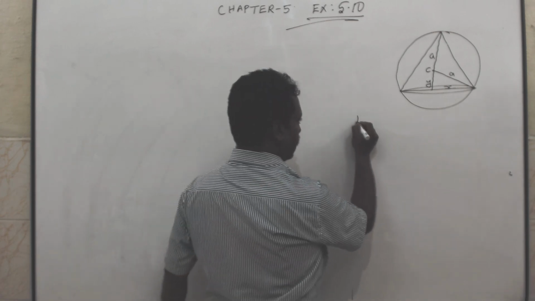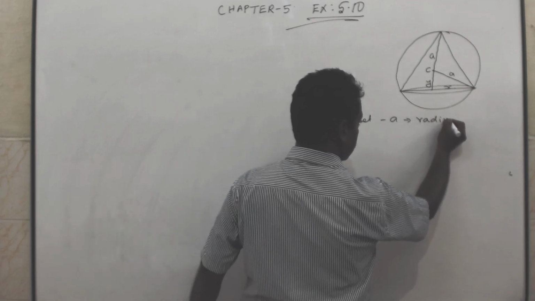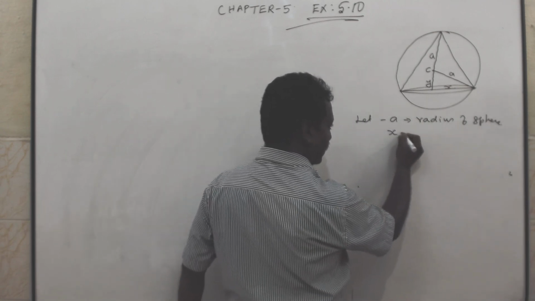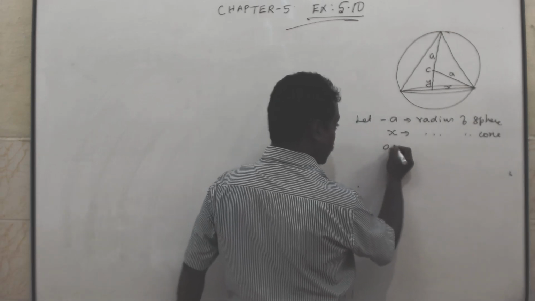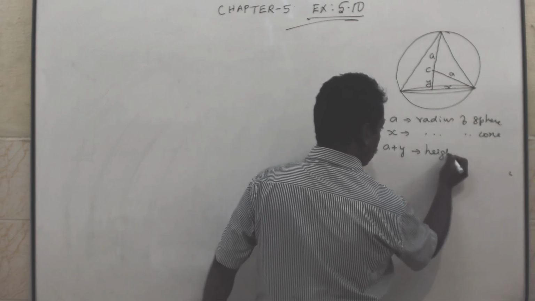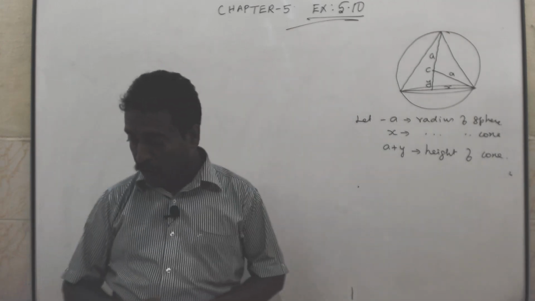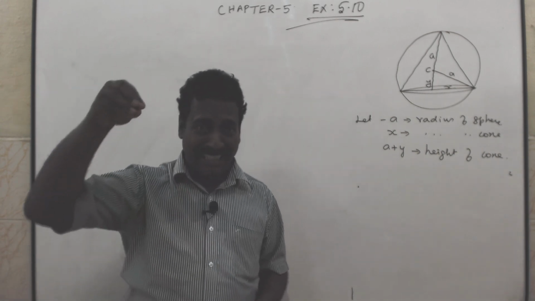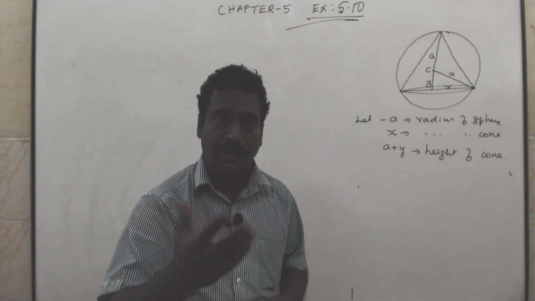Let A be the radius of the sphere. X is the radius of the cone. A plus Y is the total height, the height of the cone. Then we have to prove that the volume of the largest right circular cone that can be inscribed in a sphere of radius A is equal to 8 by 27 of the volume of the sphere.